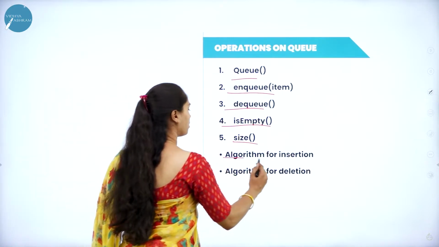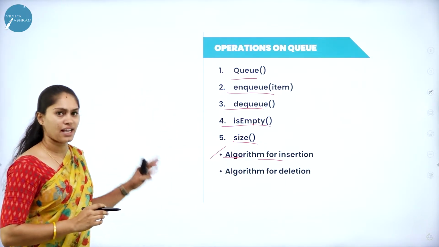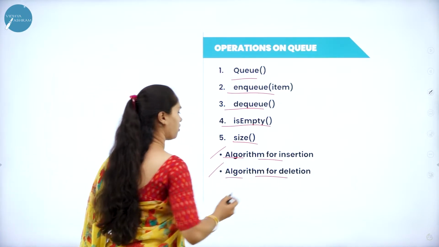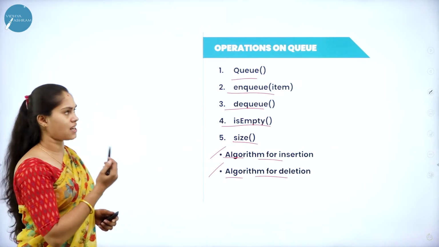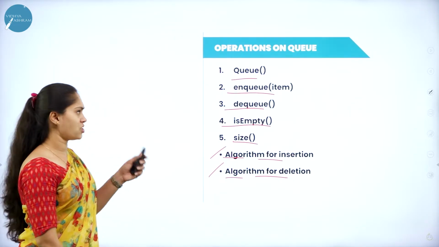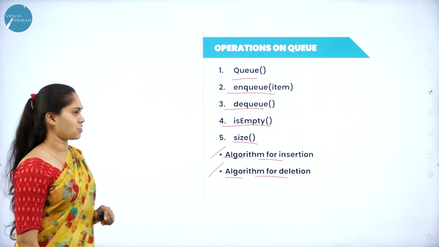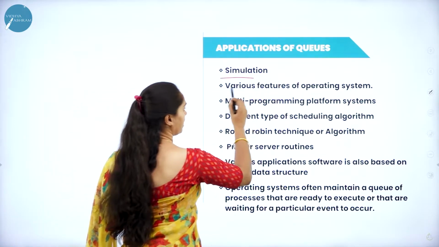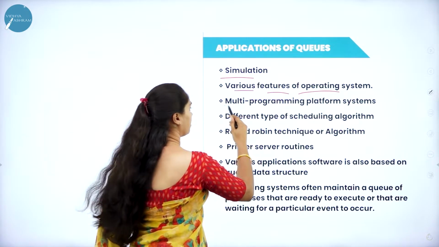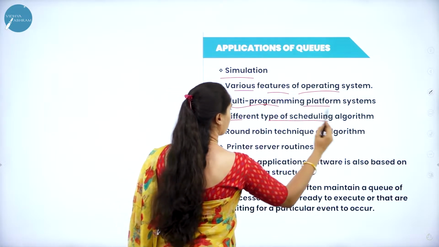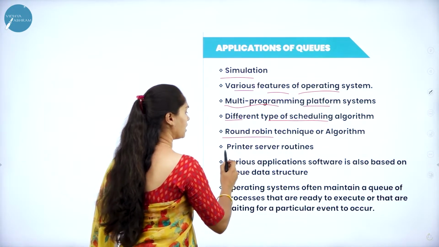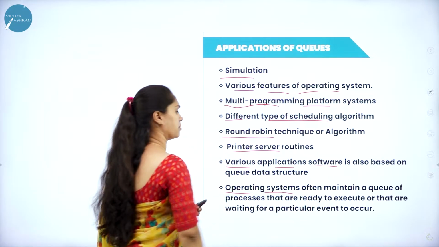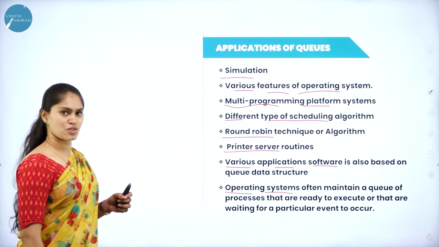Then you have to be conscious regarding the algorithm for inserting an element in the queue and the algorithm for deletion of an element from the queue. So these are the only possibilities of having questions with respect to this queue data structure. Next, we also have applications of queue that include simulation, various features of operating system, multi-programming platform, different types of scheduling algorithm, round robin technique, printer server routines, various application software and operating system. So all these are the applications of queue.